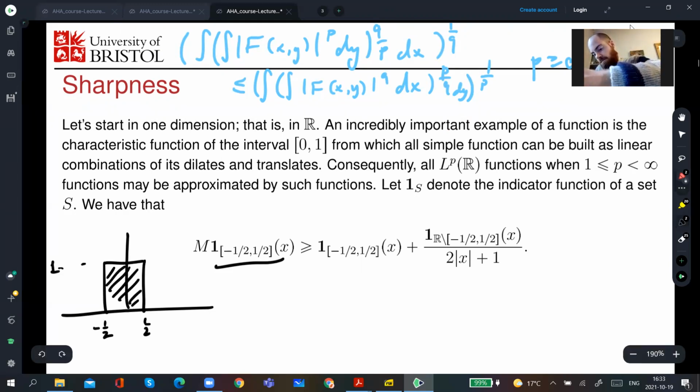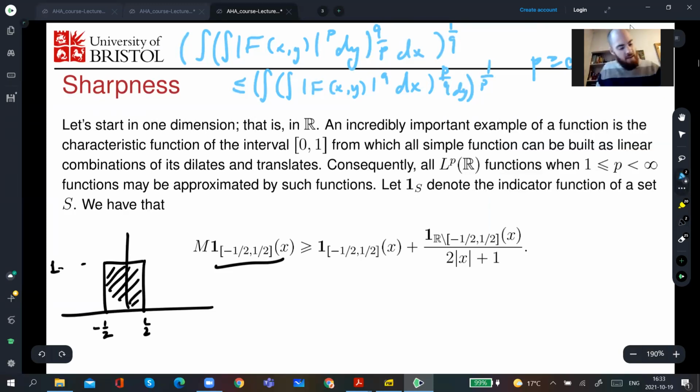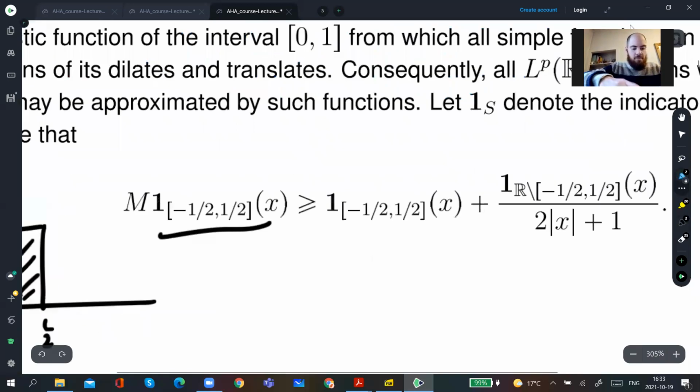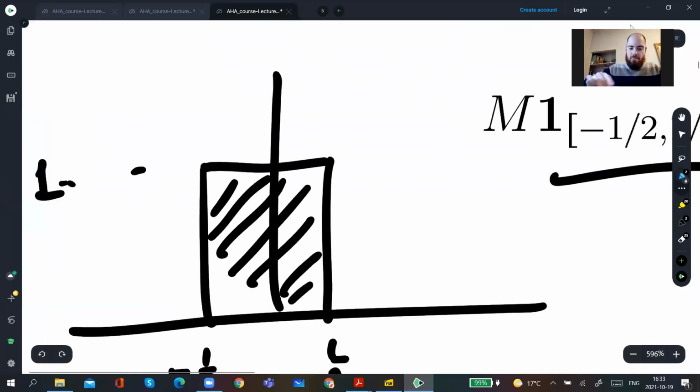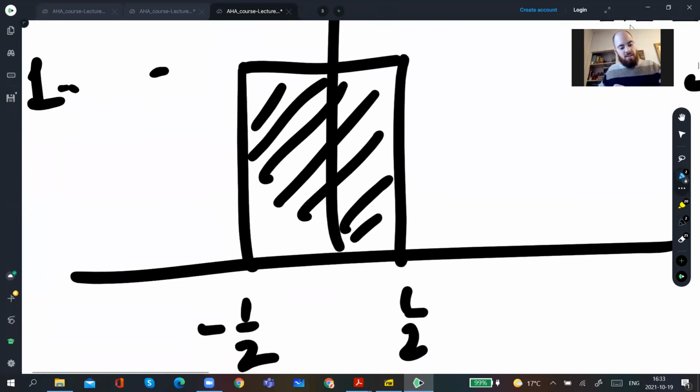Great. Okay, so that technicality aside, we can calculate the maximal function of this function. How do we do that? Let's start by zooming in. Okay, I have -1/2 to 1/2. It's 1. It's 0 outside of this.